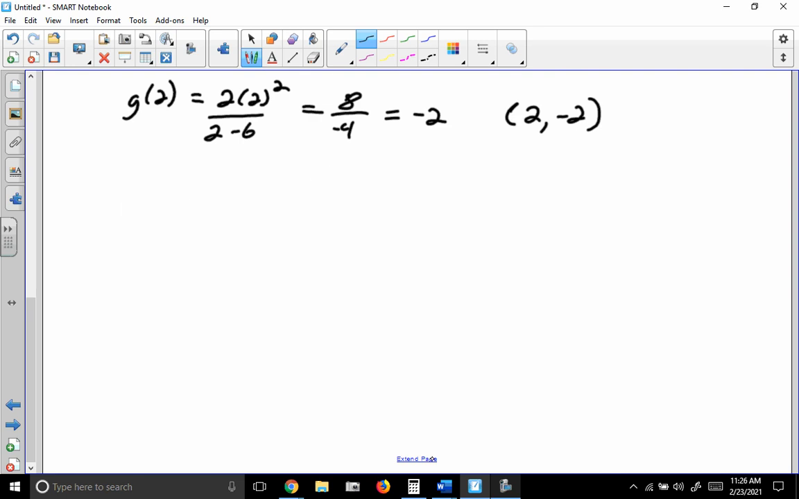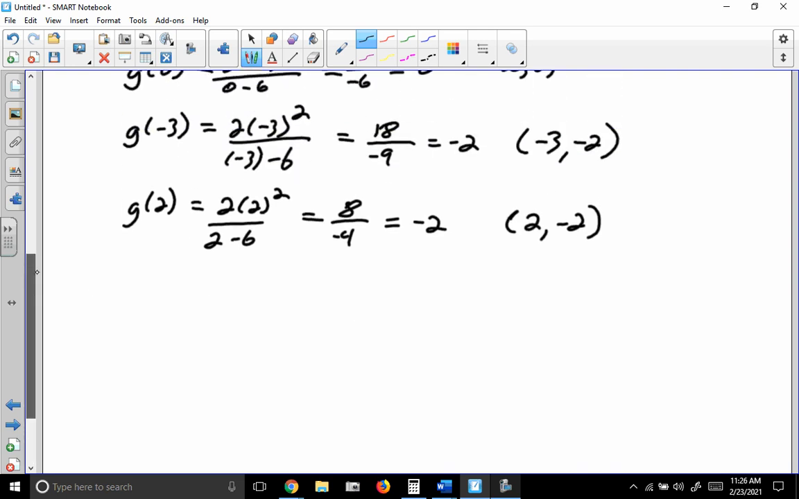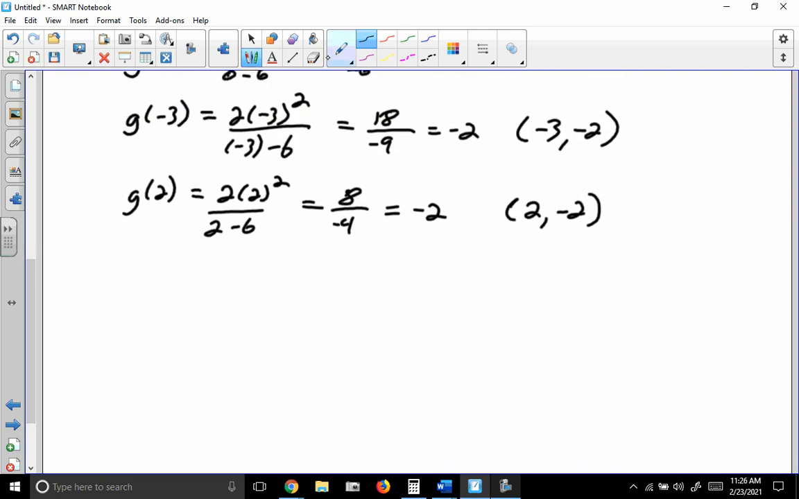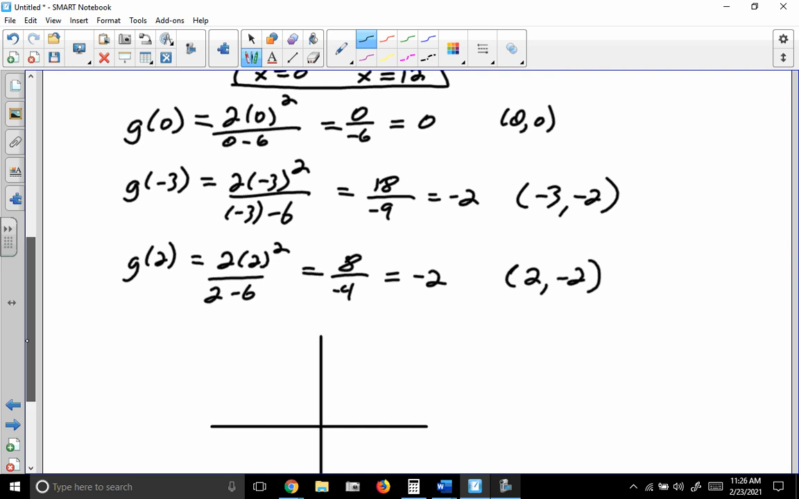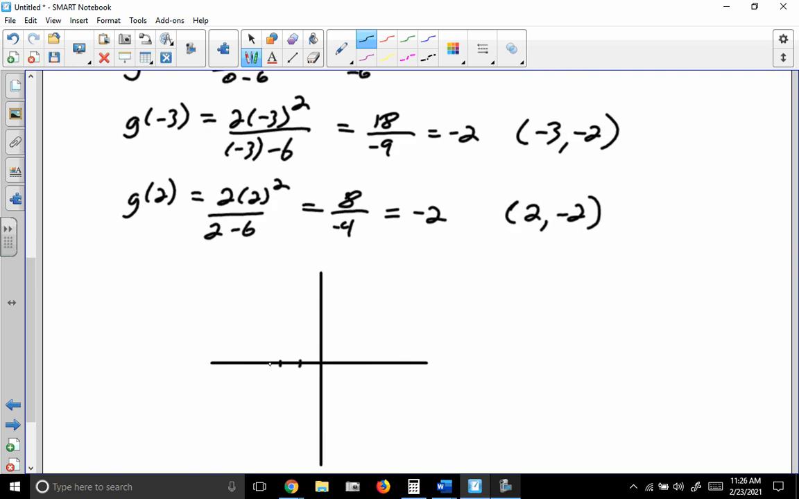So on our interval, just briefly sketch, we might not know exactly what it looks like. But our interval goes from negative 3 to 2. So 1, 2, negative 3 to 2. When x is negative 3, we're down 2.